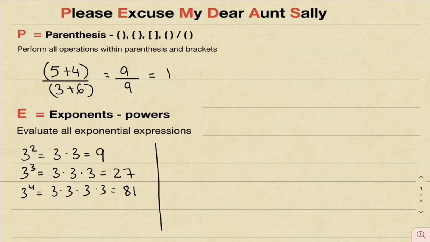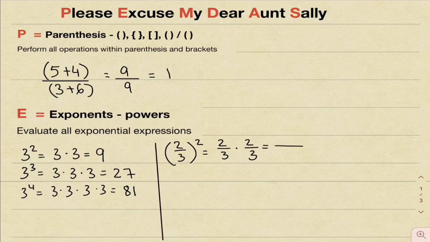Now let me do an example with a fraction. Let's say I have 2 over 3 to the power of 2. So this 2 over 3 is multiplying itself 2 times. So I have 2 over 3 times 2 over 3. And how do I multiply fractions?